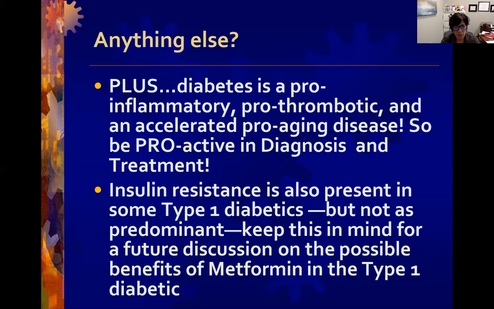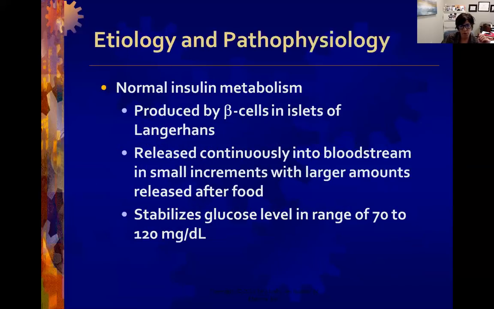Also, insulin resistance is also present in type 1 diabetics. So remember, type 1 diabetics, they're not producing any insulin, but if there is any insulin or we're giving them synthetic insulin, the tissues are saying, I don't want this. So keep that in mind when we talk about metformin, which I think we talked about last year, but I'm sure you forgot all that because your test is over now.